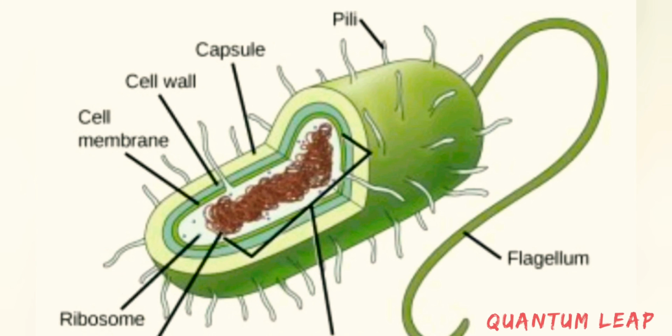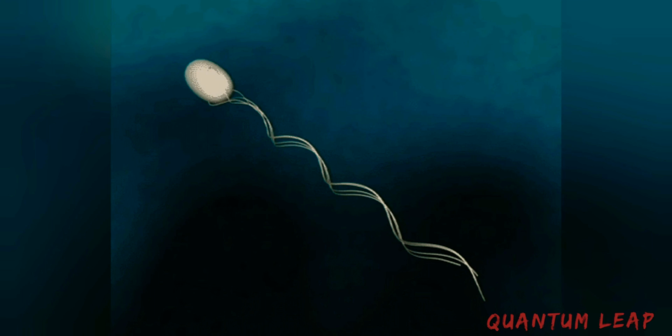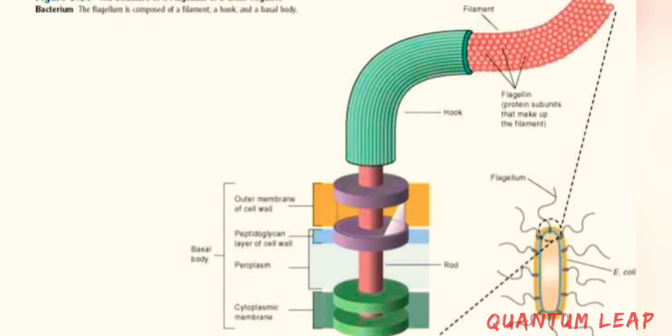The bacterial cells may be motile or non-motile. If motile, they have thin filamentous extensions from their cell wall called the flagella. Bacteria show a range in the number and arrangement of flagella. Bacterial flagella is composed of three parts, as you can see here: the filament, hook, and the basal body.